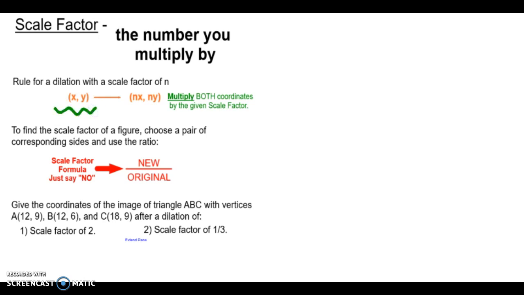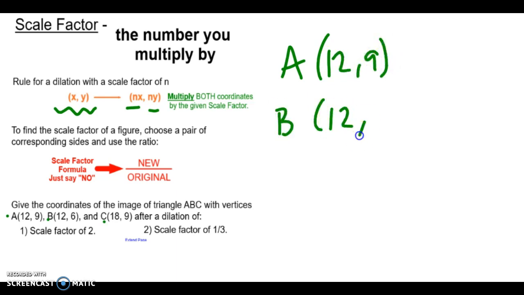You have your X and Y coordinates, so you have to get your coordinates before you can do anything with these. And then you're going to take whatever your scale factor is and multiply it by each of the coordinates. So, for instance, if we look down here at this example, we have A, B, and C. We want to do a scale factor of 2. So I'm going to write these over here kind of big. A is 12, 9. B is 12, 6.